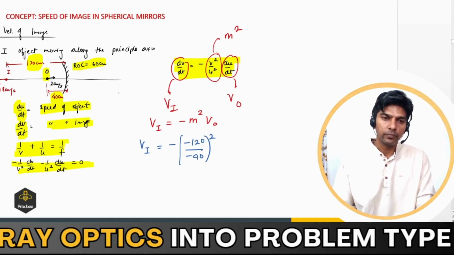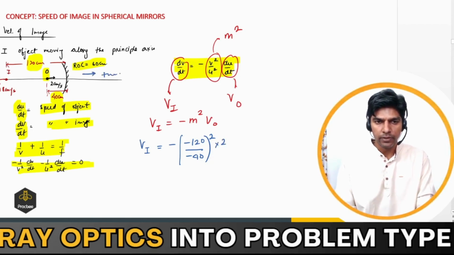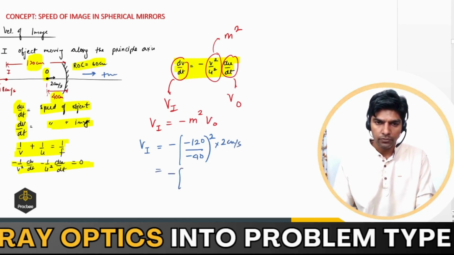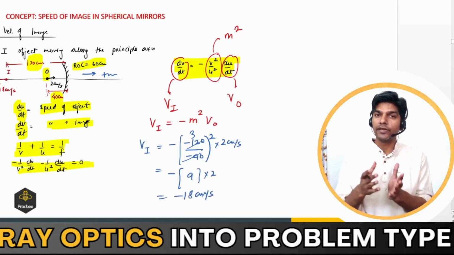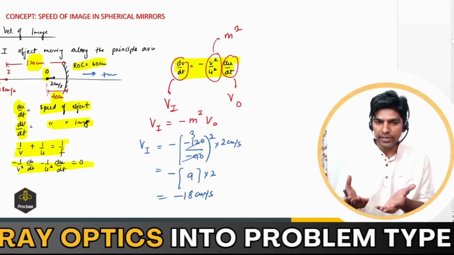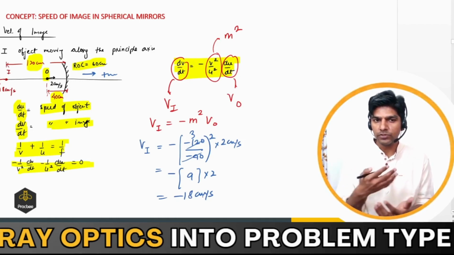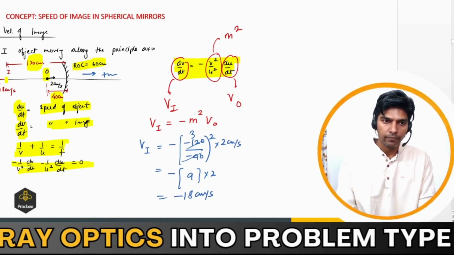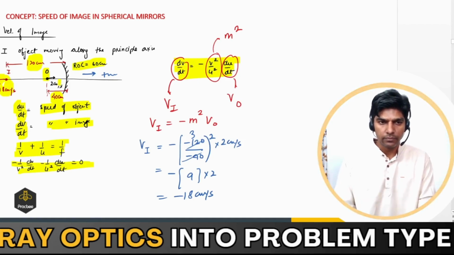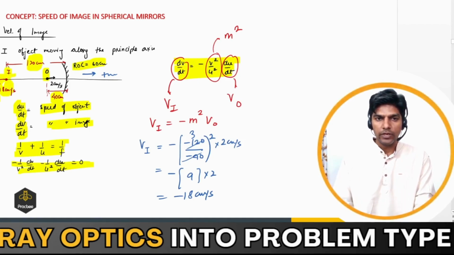V naught is the velocity of the object, which is 2 centimeter per second, if I'm considering right as positive. So this comes out to be minus of, this will give us 3, so 9 times 2, which is minus 18 centimeter per second. Now we are getting a negative answer, which signifies that the image is going in the opposite direction. So if you look at the image, it is moving in the left direction. So I hope this concept is clear. So you have to remember this formula, right?